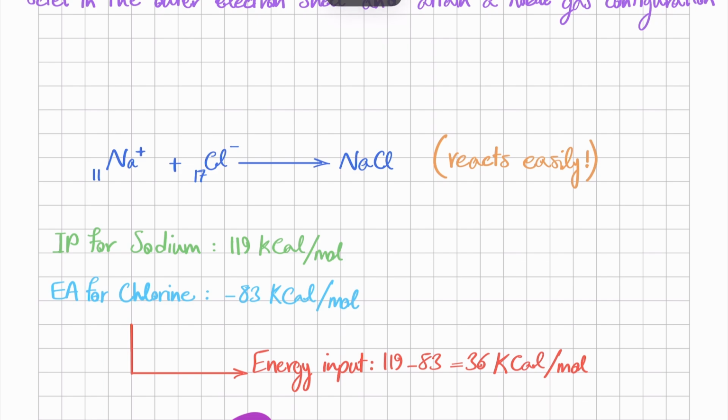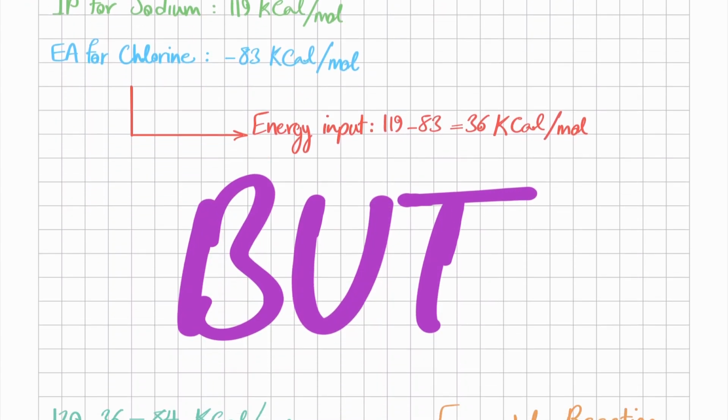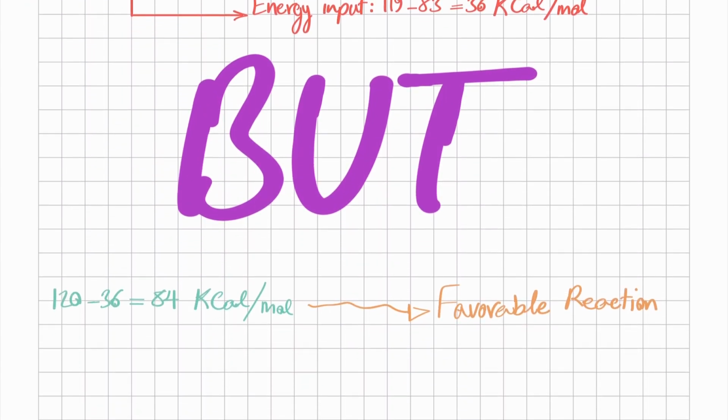If it's true, why is sodium chloride readily formed? That's because the electrostatic attraction between sodium and chlorine releases 120 kilocalories per mole itself. So the calculations here indicate that this reaction is highly favorable.